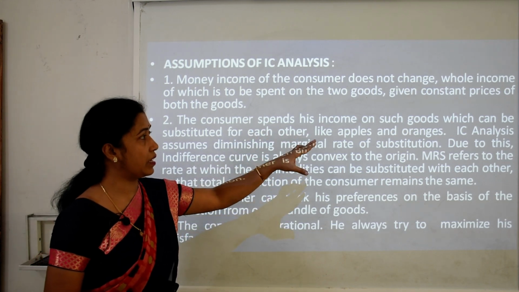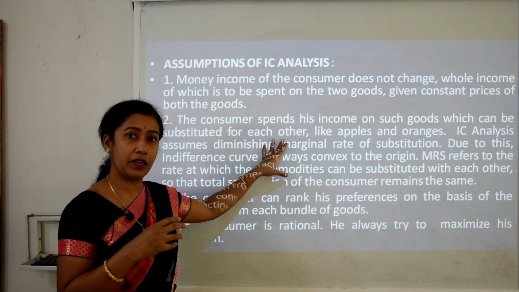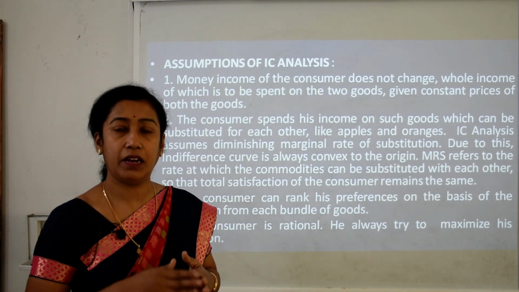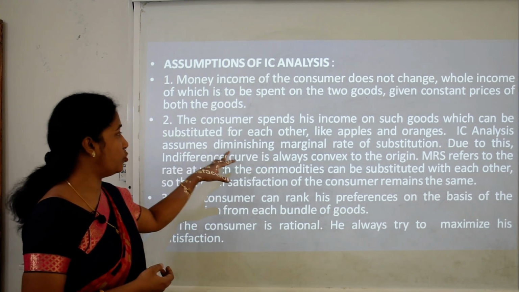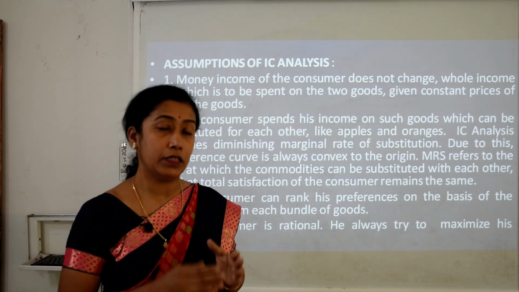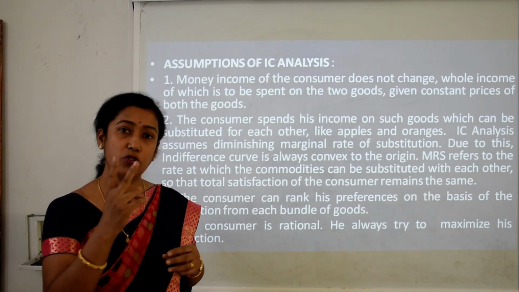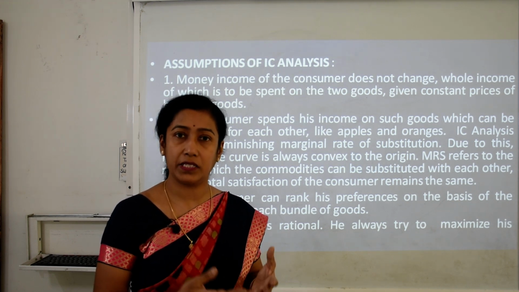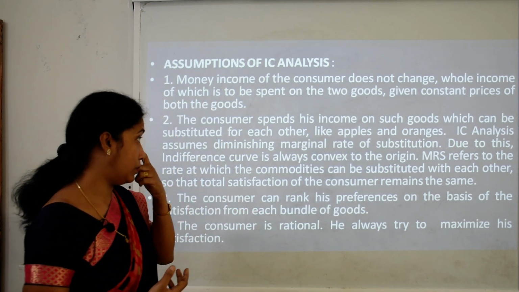The consumer spends his income on such goods which can be substituted for each other. That means while spending his income on both the goods, he must be able to substitute one for the other. It can be pen or pencil, it can be apples and oranges. Okay. So indifference curve analysis assumes diminishing marginal rate of substitution. One more thing, indifference curve analysis goes with diminishing marginal rate of substitution. Here substitution means he needs to take a combination of two goods, and those two goods must be substitutes of each other. Like I said, pen and pencil, or apples and oranges. Both the fruits are the same.